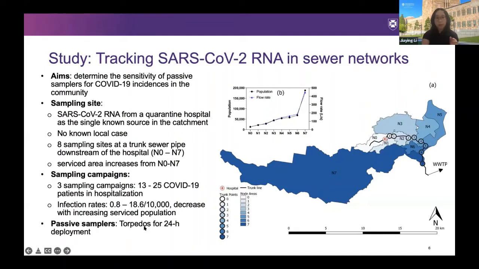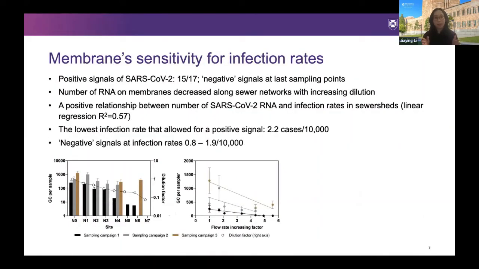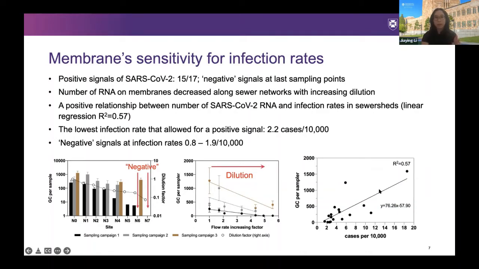In this study, we deployed Torpedo for 24-hour sampling. We deployed 17 samplers in total, and we detected positive signals of SARS-CoV-2 from 15 of them. The signals were not detectable at the last 2 sampling sites. The number of RNA copies on membranes decreased along the sewer networks with increasing dilution, and we found a positive relationship between the numbers of SARS-CoV-2 RNA and the infection rates in the sewershed. We found that the lowest infection rate that allows for positive detection by the membrane is around 2 cases per 10,000 people. When the infection rate is below 2 cases per 10,000 people, the membrane in the passive samplers is not able to capture any signals from the wastewater.